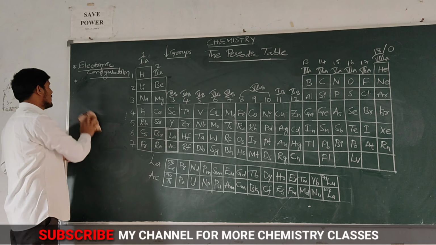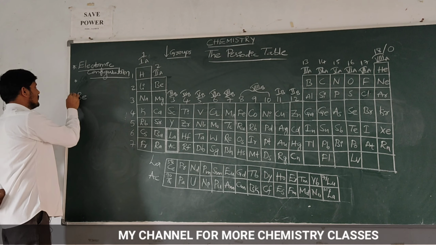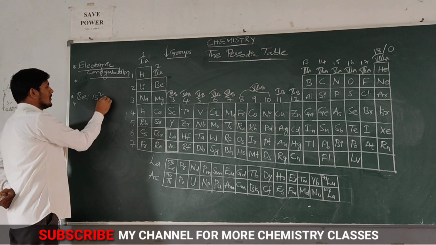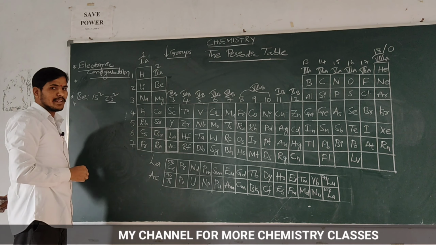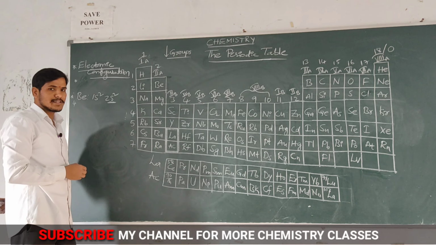Take second A group elements. Beryllium: atomic number 4. The electronic configuration is 1s2, 2s2. The last, differentiating electron enters into the s orbital. So that's why they are called s block elements.